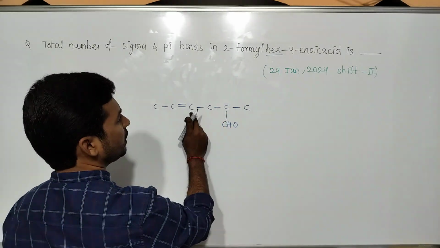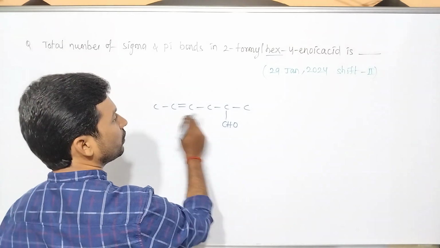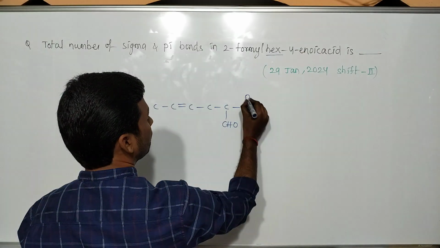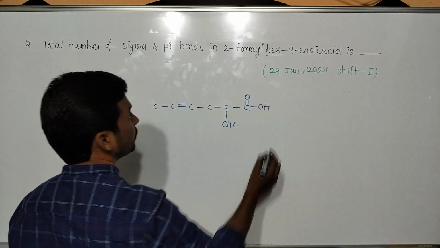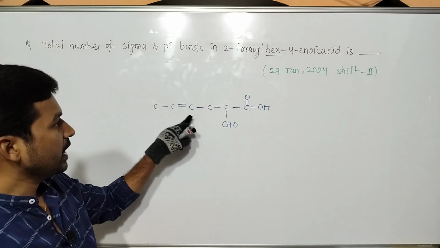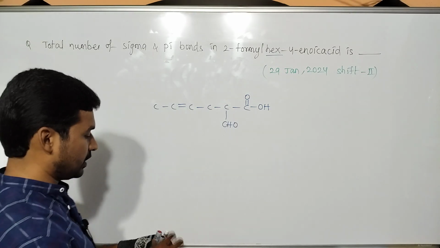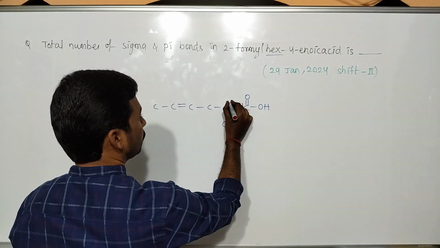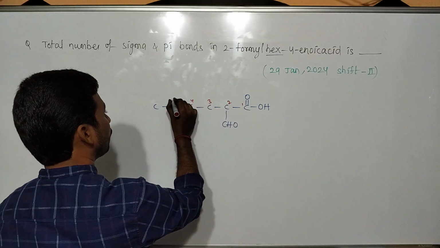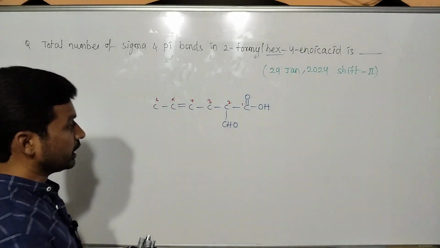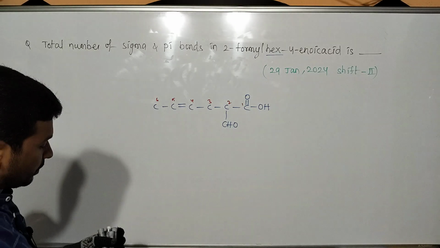2-formyl hex-4-enoic acid. That means the first carbon is COOH. So 2-formyl hex-4-enoic acid, numbering like this: 1, 2, 3, 4, 5, 6. Okay, how many sigma and pi bonds are present?